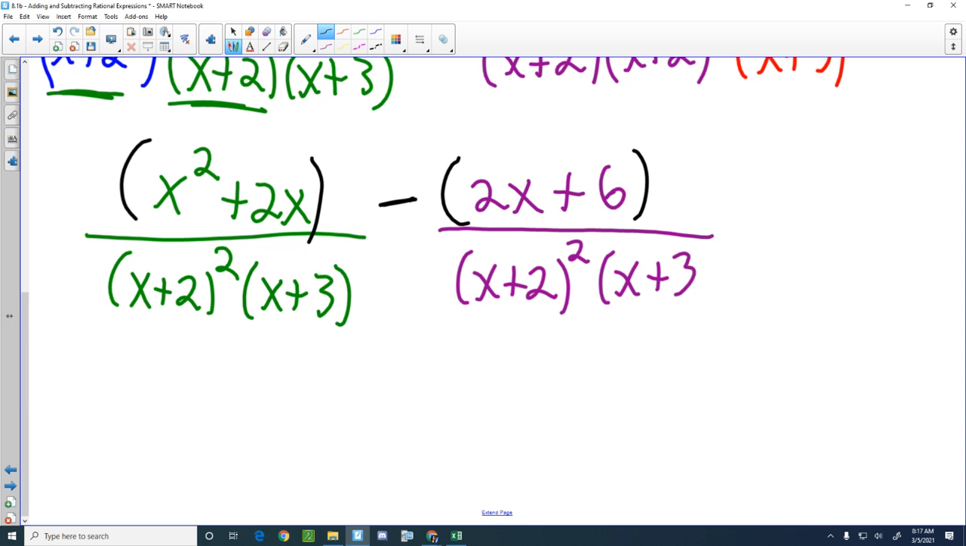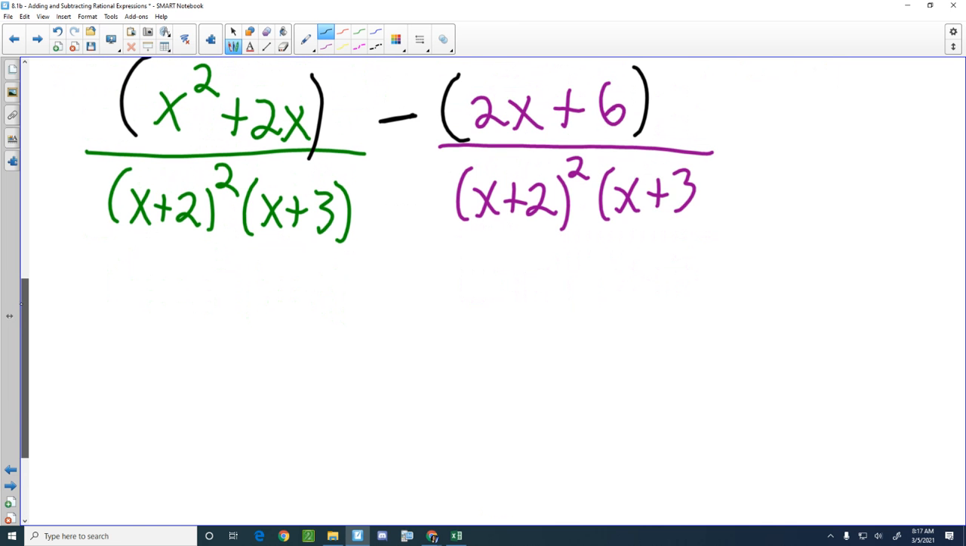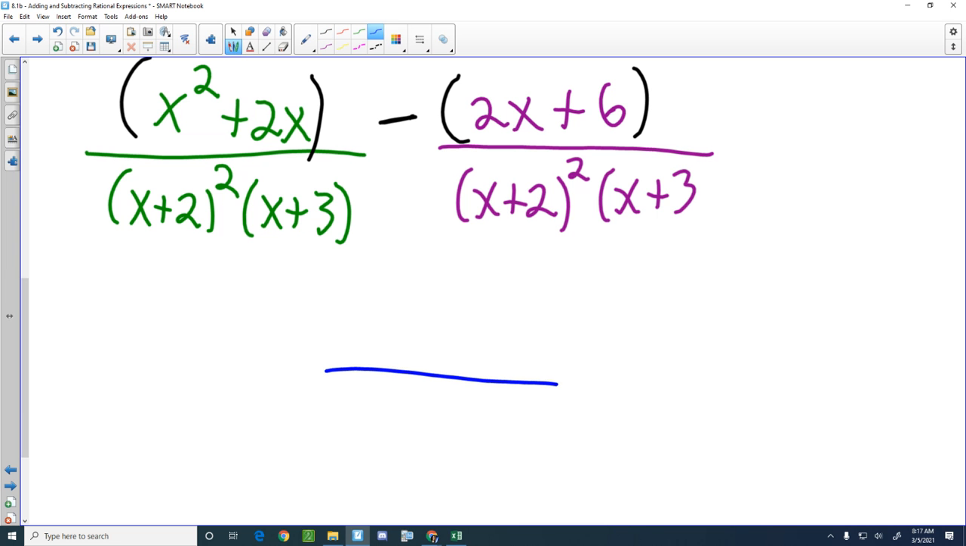And that's where so many students forget about that subtraction. If it's addition, no problem, you're just combining like terms. But in this case, we do want to be careful. So they both have the same denominators, right? They match now, so we can write this as a single x plus 2 squared x plus 3. It's the same denominator.